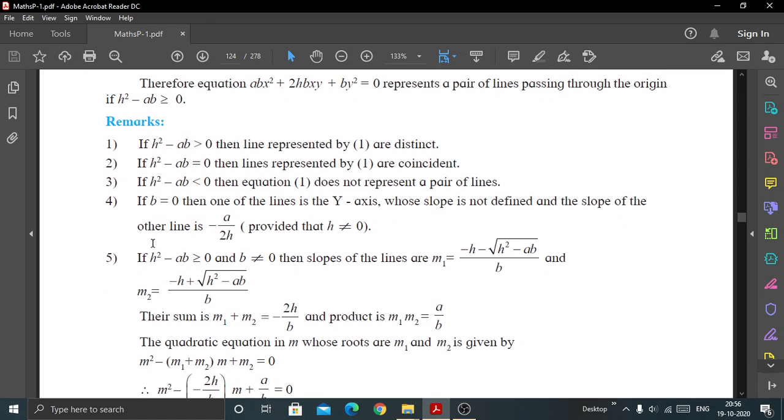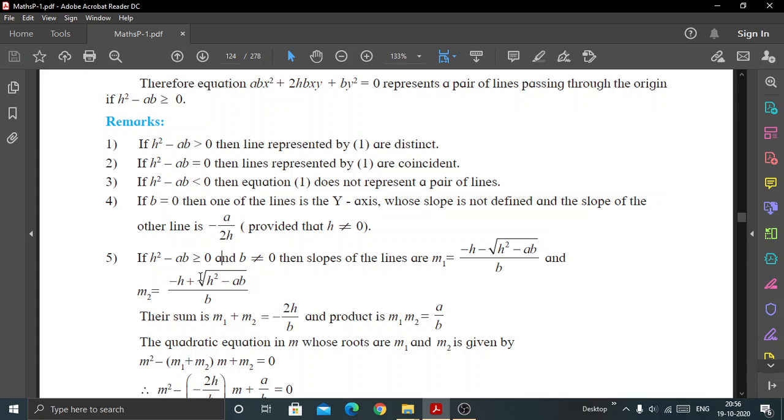Next, study remarks of this theorem. Remarks of this theorem are very important because the examples are based on these remarks. First remark: if h² − ab > 0, then lines are distinct. Second remark: if h² − ab = 0, then the lines are coincident. Third remark: if h² − ab < 0, then it does not represent a pair of lines. Fourth remark: if b = 0, then one of the lines is the y-axis whose slope is not defined and the slope of the other line is −a/2h, where h ≠ 0.